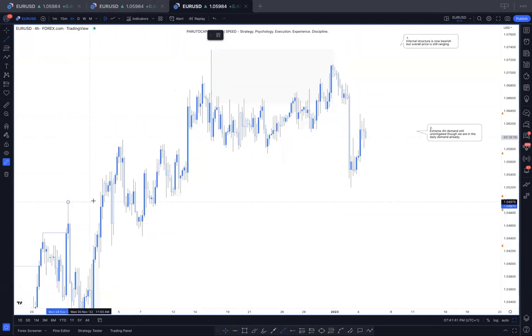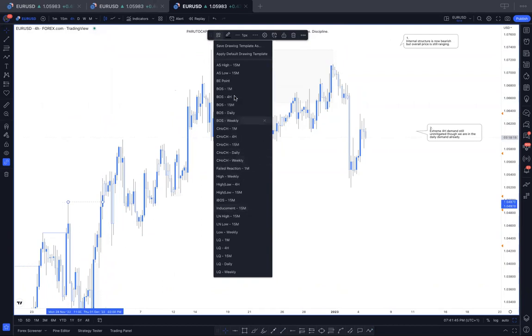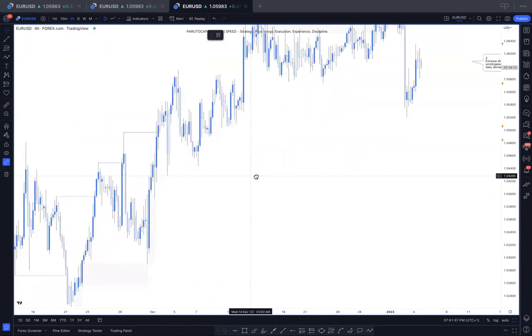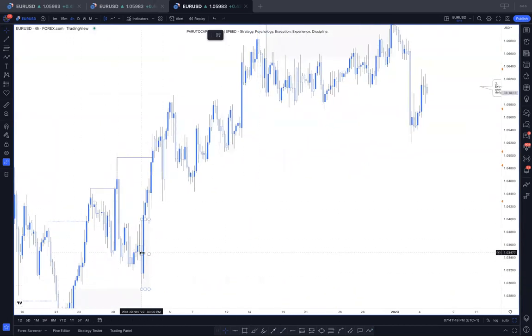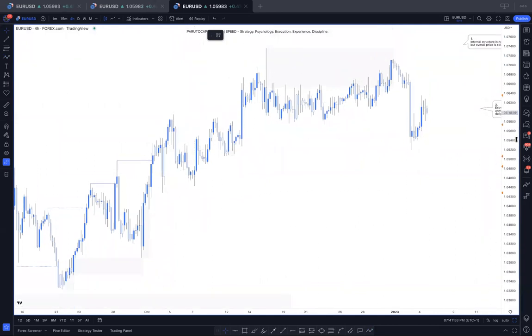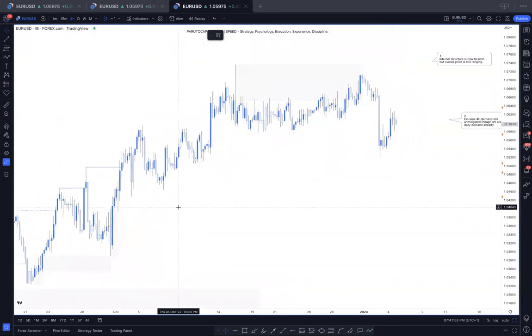So I'm going to just put my line and draw my line, and I'm going to pick my BOS 4 hour. So I know it's a BOS because the 4 hour has been trending bullish. So I'm going to pick that. And then with this, I know that for this move that broke this high here, there has to be a demand zone.